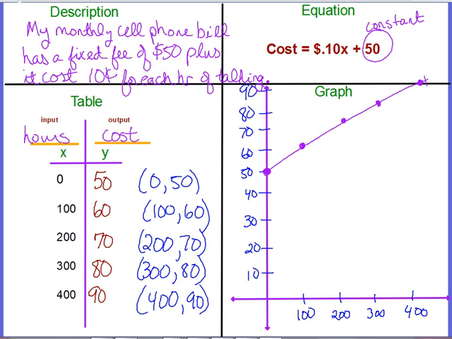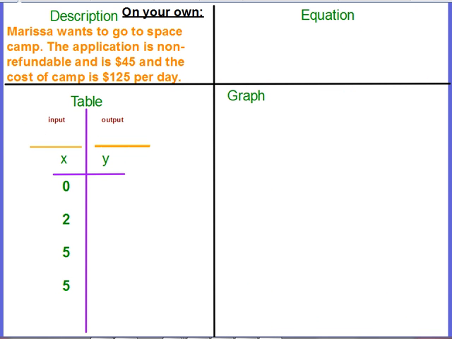Okay, so now the last thing we need for you guys to do, you're on your own. Marissa wants to go to Space Camp. The application is non-refundable and is $45, and the cost of camp is $125 per day. So what we want you to do is create an equation, create a table, and create a graph.